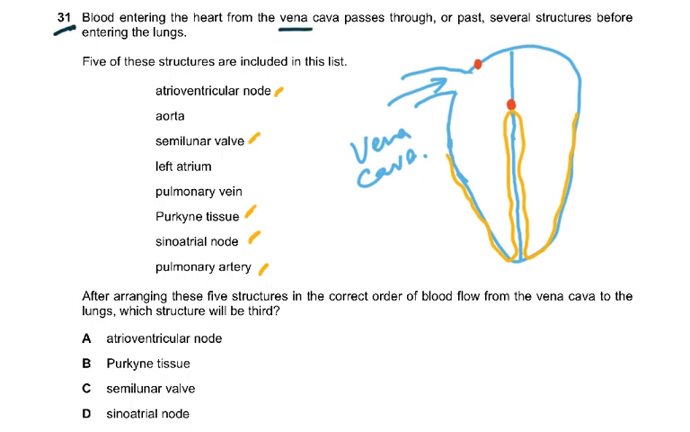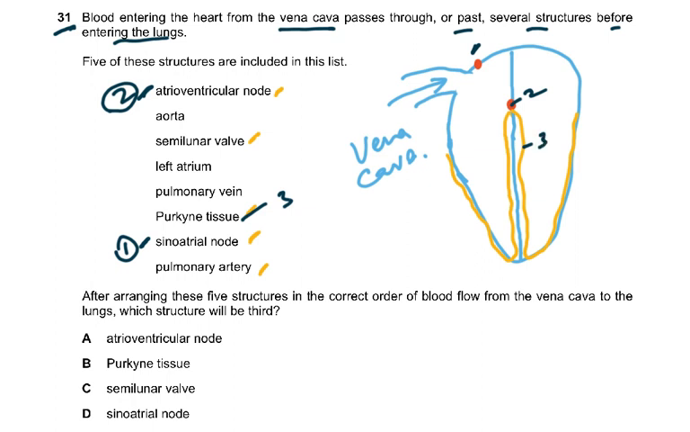Blood entering the heart from the vena cava passes through or past several structures before entering the lungs. 5 of these structures are included in the list. Now, as soon as it enters, it passes through the SA node, the sinoatrial node. This is the sinoatrial node here. Then it goes on to the AV node. So this is 1, this is the AV node 2, and then the Purkinje tissue, which would be 3, which is this here.